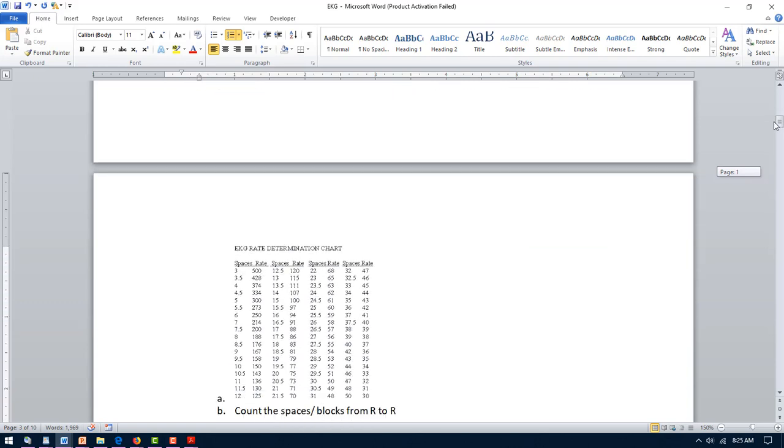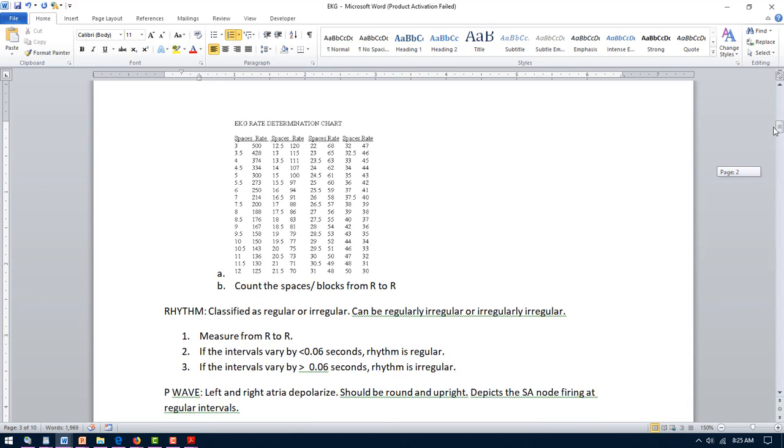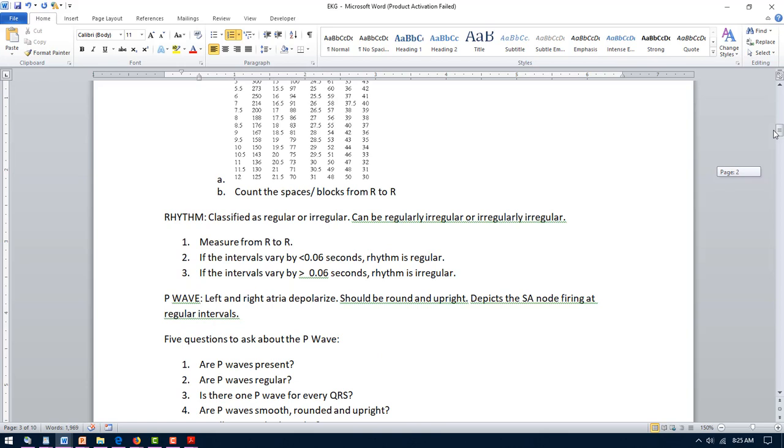I did put another way to determine it, but I would much rather you guys use the 6-second method. You can look at this, but I'm not going to get too bent out of shape about it. Alright, so then we go to rhythm.